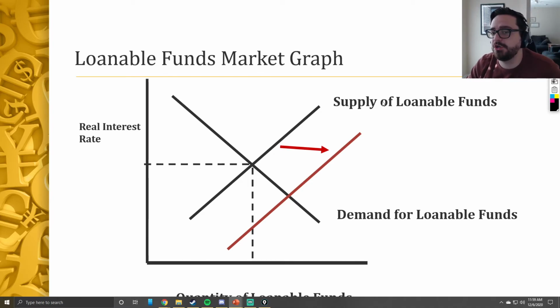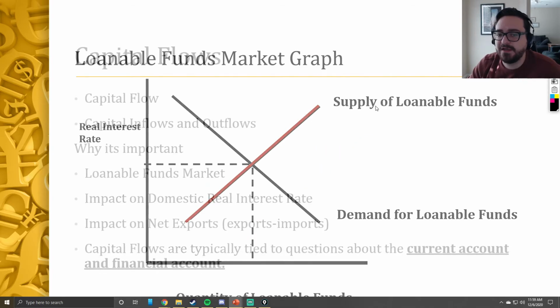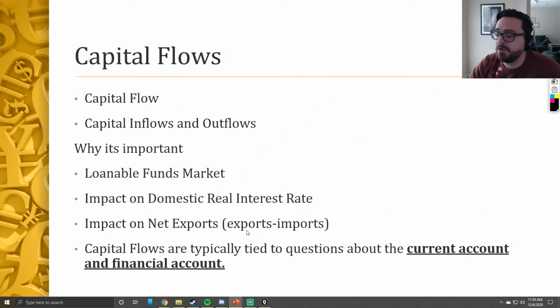And I already mentioned you could connect it to the aggregate demand and supply curve because of net exports, right? When your currency appreciates or depreciates, that affects imports and exports, that affects aggregate demand. So this connects to my loanable funds market through capital flow. This connects to my aggregate demand and supply graph through net exports, through the currency appreciating or depreciating.